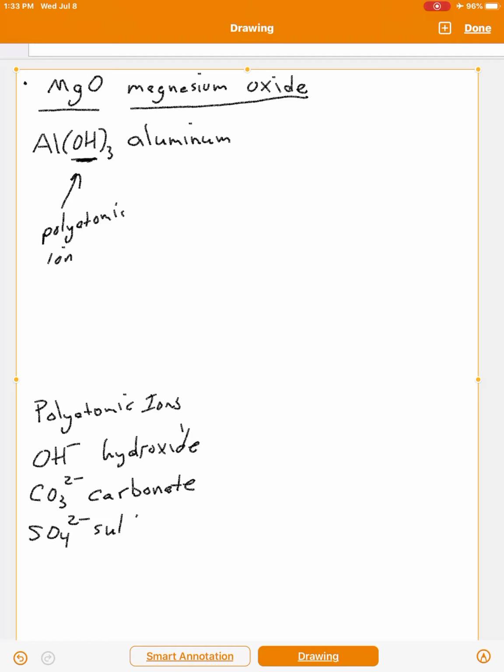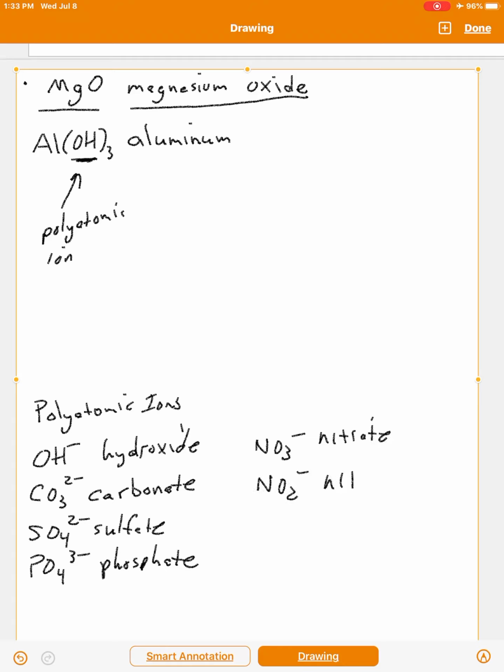Sulfate. Phosphate. Nitrate. Nitrite. SO3 minus, sulfite. Get you another ite in there. Okay? Those are just a few of them. Those are 7 of the polyatomic ions.